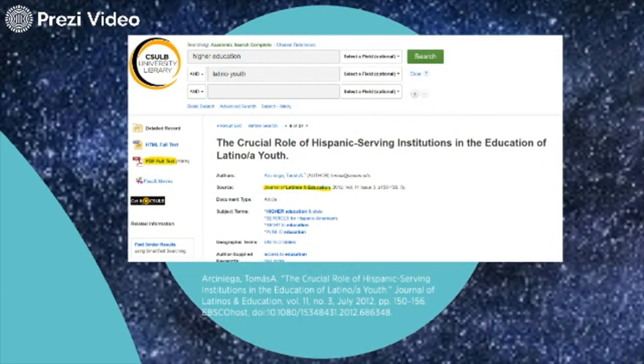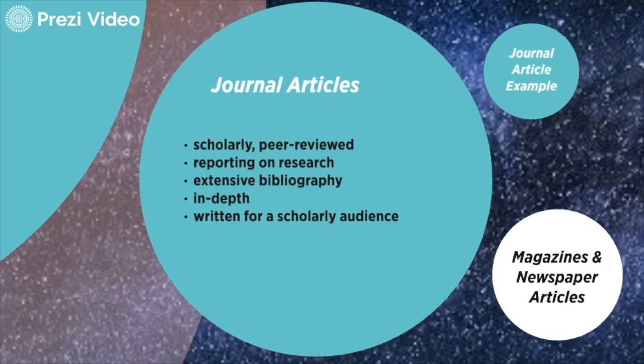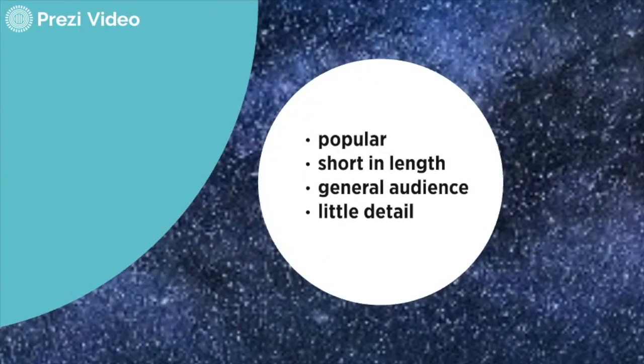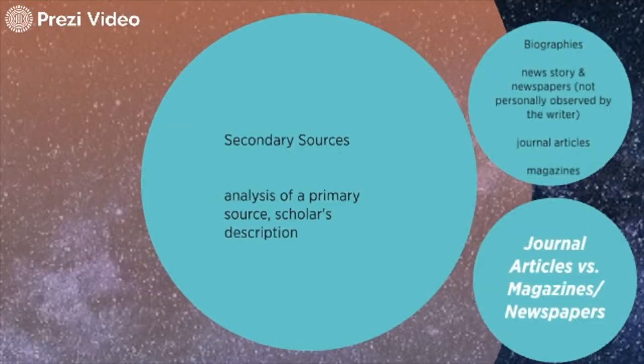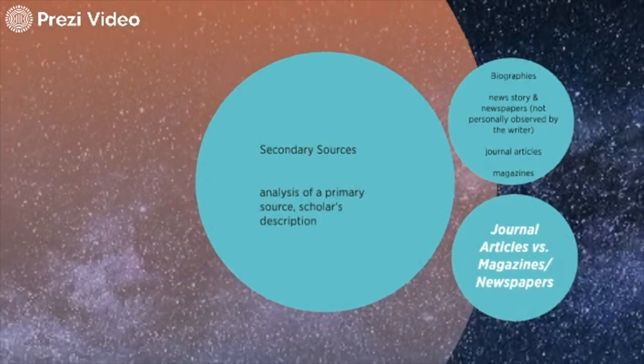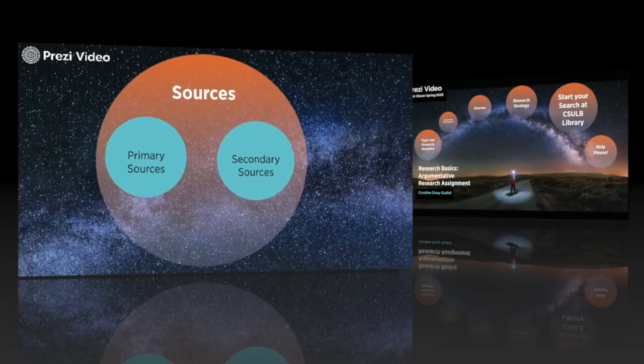This one was published in the Journal of Latinos and Education, and it's 7 pages long. Magazines and newspaper articles, on the other hand, are what we're usually familiar with. They are popular. They're very short in length, they're intended for the general audience to read, and they carry very little detail. As students, you need to be critical consumers of information, and you can do this by critically evaluating these two types of source materials.